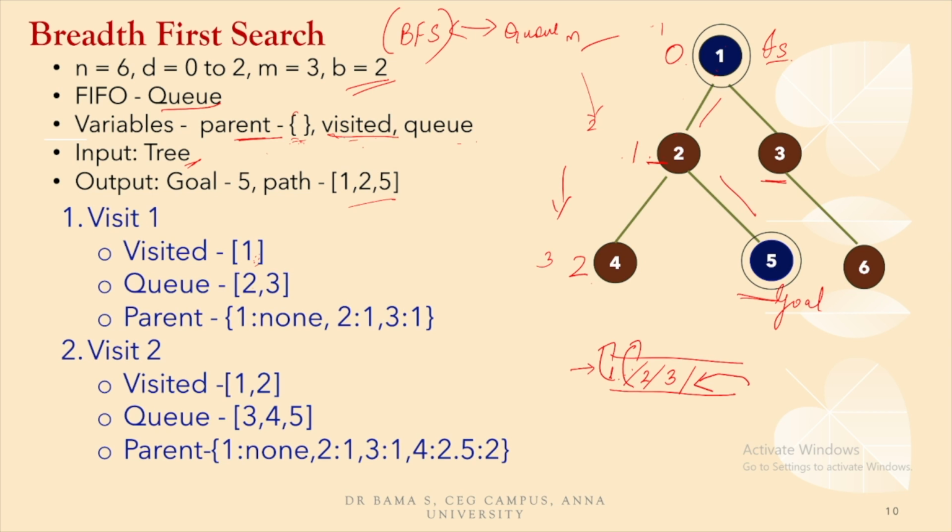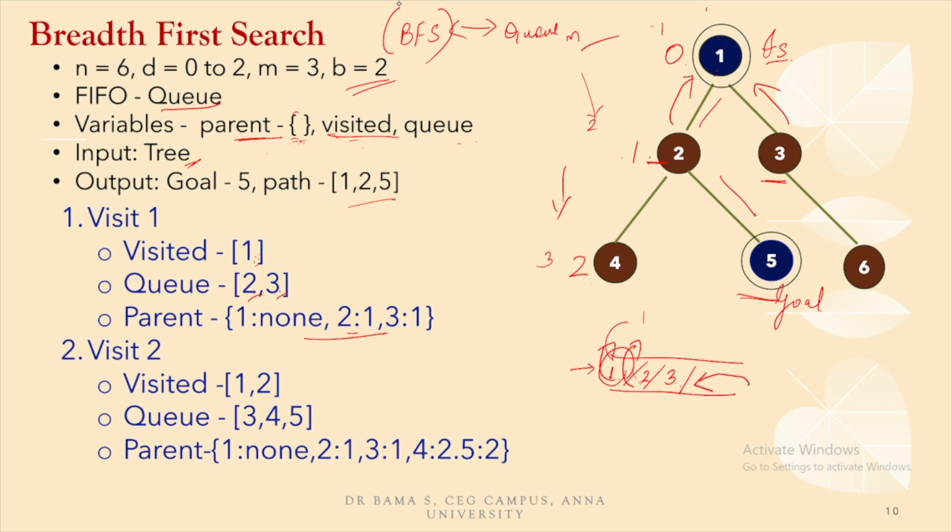Now 1 gets popped from the queue and put here. So after 1 gets visited, the leaf nodes after expanding are 2 and 3. Assuming that first the left comes inside the queue and then the right, the queue would now have 2 and 3 with 1 out. 1 is moving out, now it has 2 and 3. For the parent, initially for 1 it is none, for 2 it is going to be 1 and for 3 it is going to be 1. So this is step 1.